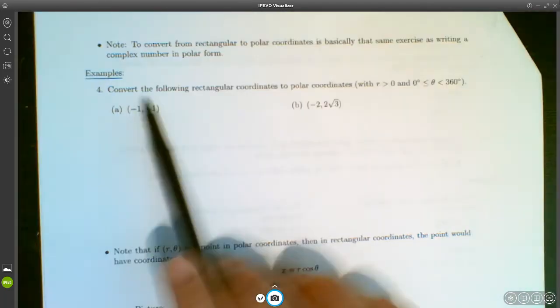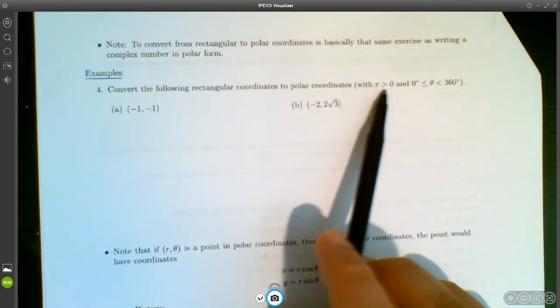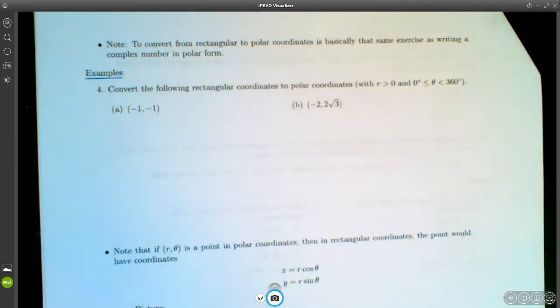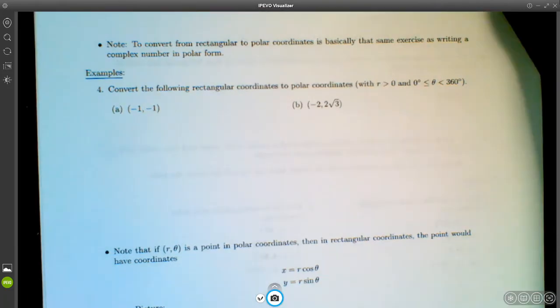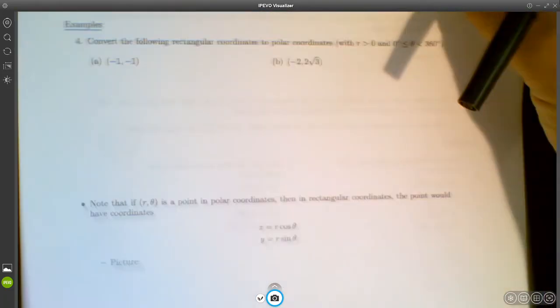So let's practice. Let's convert the following rectangular coordinates to polar coordinates. Let's make sure that r is a positive number and that theta is between 0 and 360. That way we'll all get the same answer. Okay, but let's do this. So the point -1, -1.